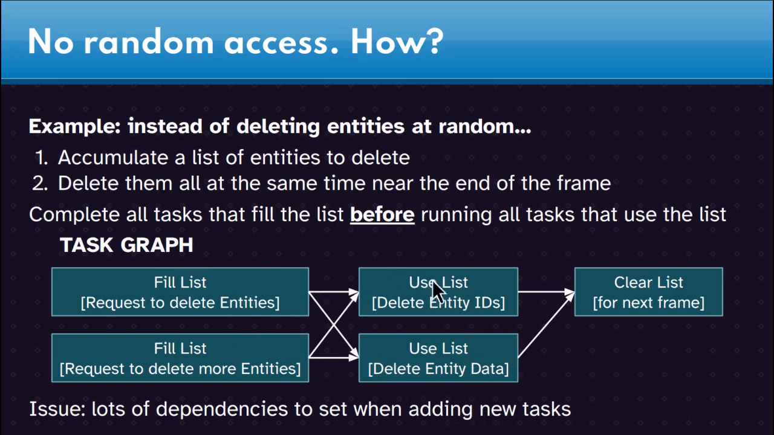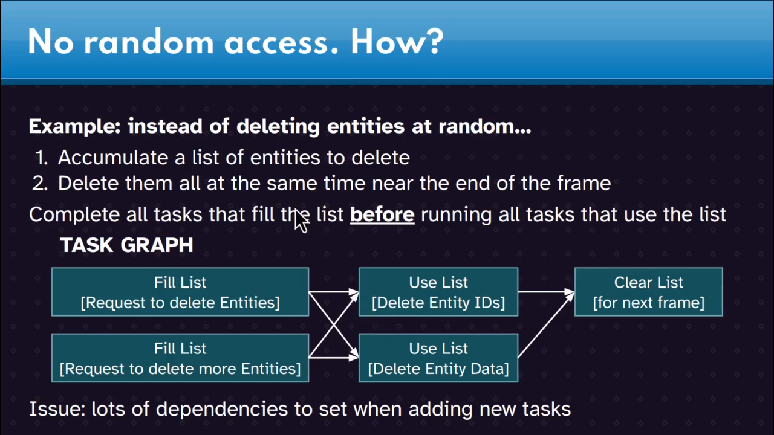And once we're done using the list and deleting the entity IDs, we delete the data, then we can move on to clearing the list so that next frame we can request more things to delete, actually delete them, and then clear it for the next frame. But note that we have to set four dependencies here. And if you want to add a new task that would request to delete even more entities, then we'd have to pretty much add three more dependencies.